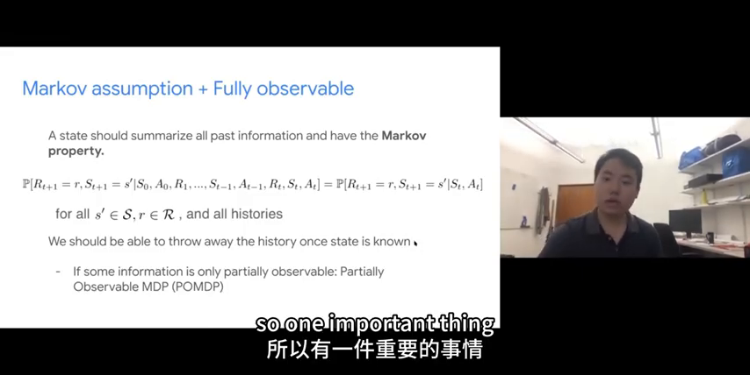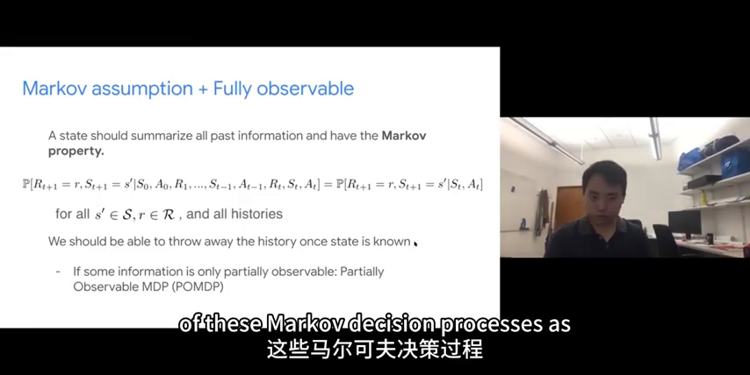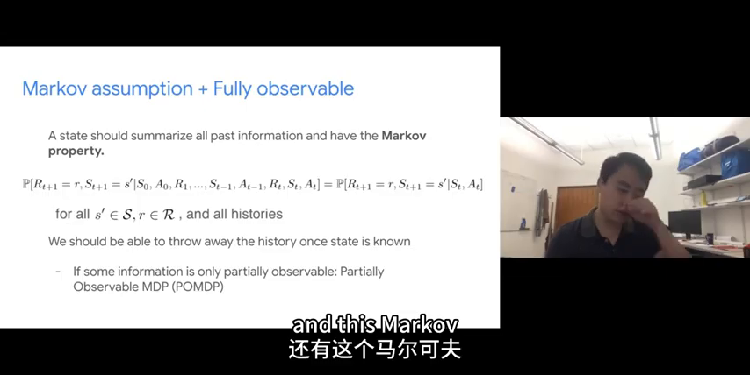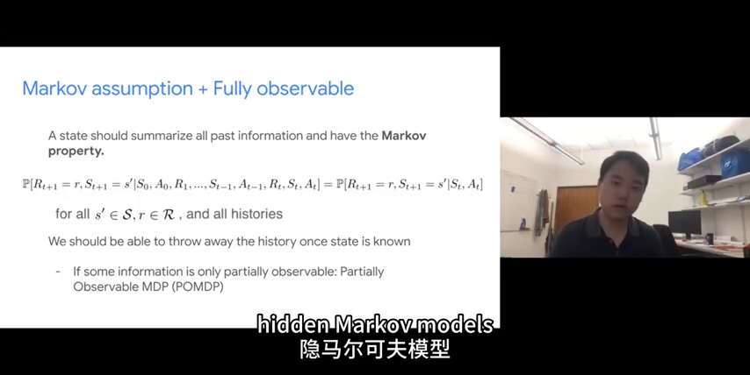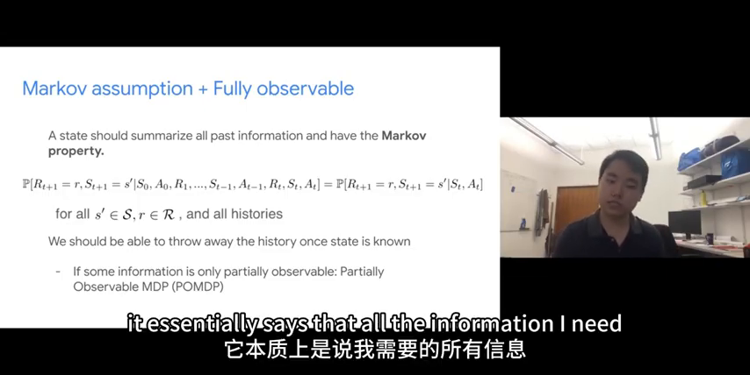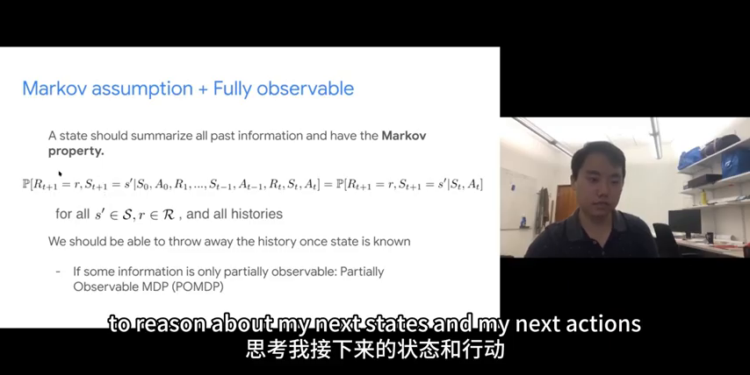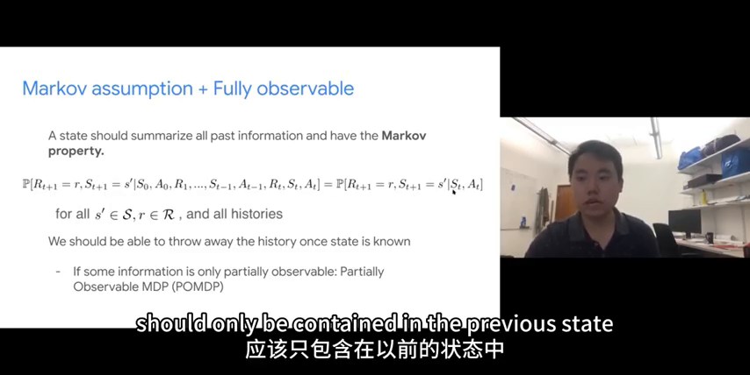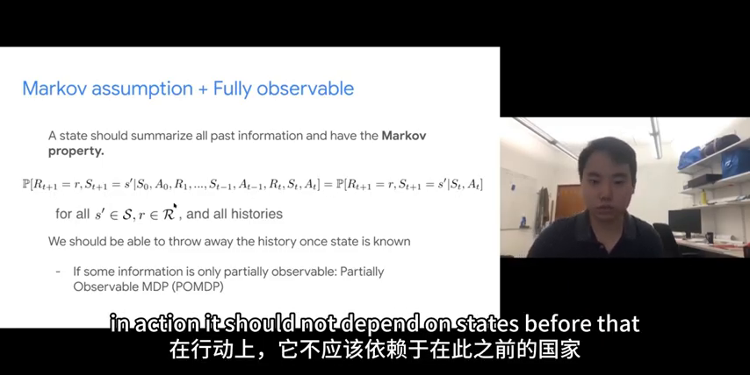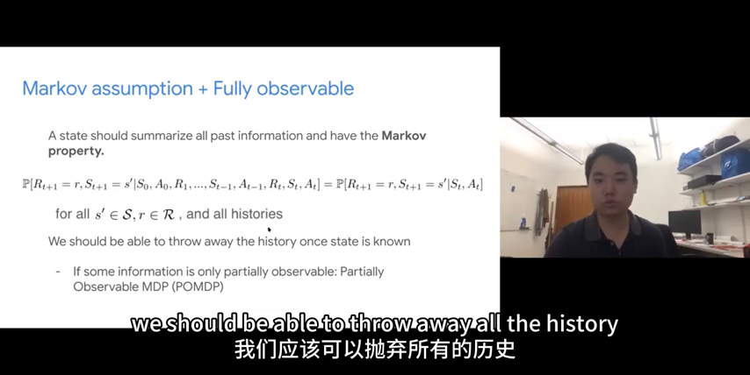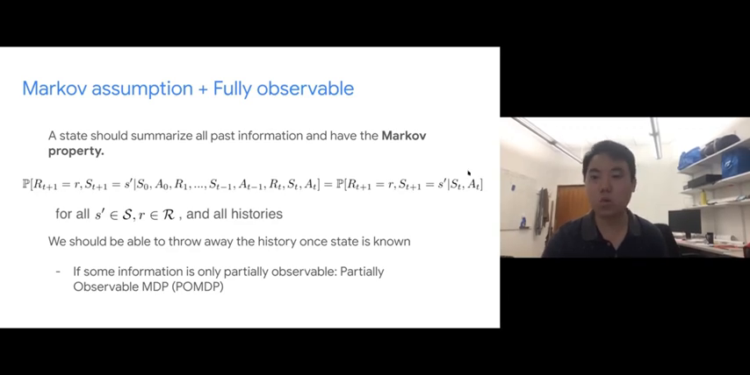One important thing about these Markov decision processes, as given by the name, is that they must follow the Markov property. And this Markov is the same term that you've seen for hidden Markov models and Markov random fields. It essentially says that all the information I need to reason about my next states and my next actions should only be contained in the previous state and action. It should not depend on states before that. In other words, we should be able to throw away all the history once the current state is known.